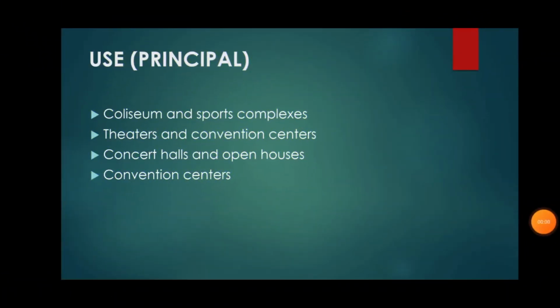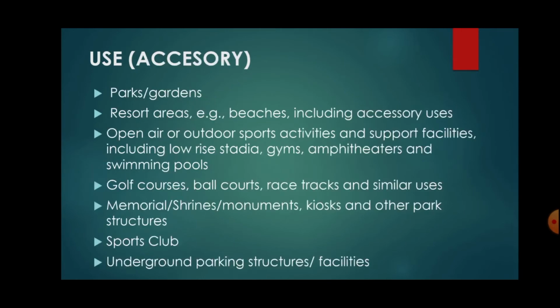For the use of principal, we have coliseum, sports complexes, theaters, concert halls, and convention centers, which are the architectural structures that are needed mostly for assembly meetings, recreational activities, and to provide a permanent purpose built for staging and performing various forms of entertainment. For the use of accessory, we have parks and gardens to make our cities and neighborhood more attractive to live and work.